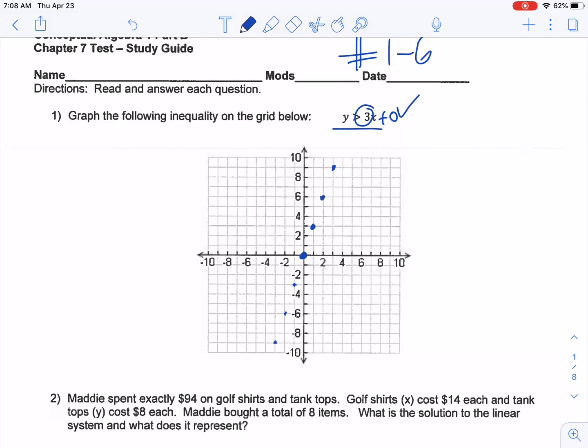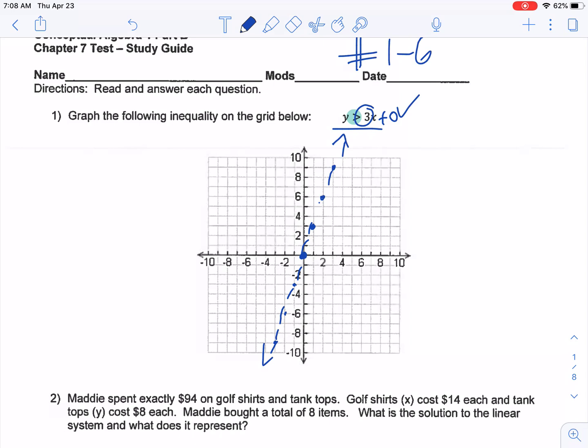Okay, now we take a look at, well, what kind of line are we drawing? It is a greater than symbol, so it is a dashed or dotted line. Please don't make it solid. And now the question is, where do I shade? Where are the solutions to this inequality?